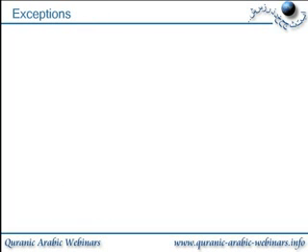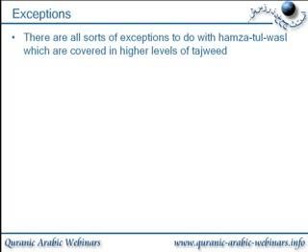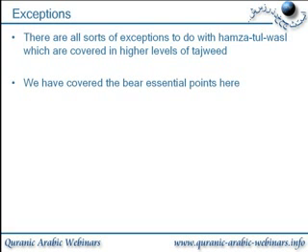Okay, exceptions. There are all sorts of exceptions to do with Hamza-tul-Wasl, which are covered in higher levels of Tajweed. We're not going to cover it here because it gets very complicated. To get to a basic level of Tajweed, as long as you can recognize that you've got the Hamza-tul-Wasl and there are certain rules, then you can get by. We have covered the bare essential points. These are the absolute essentials, the major categories that you would come across when you're reading.